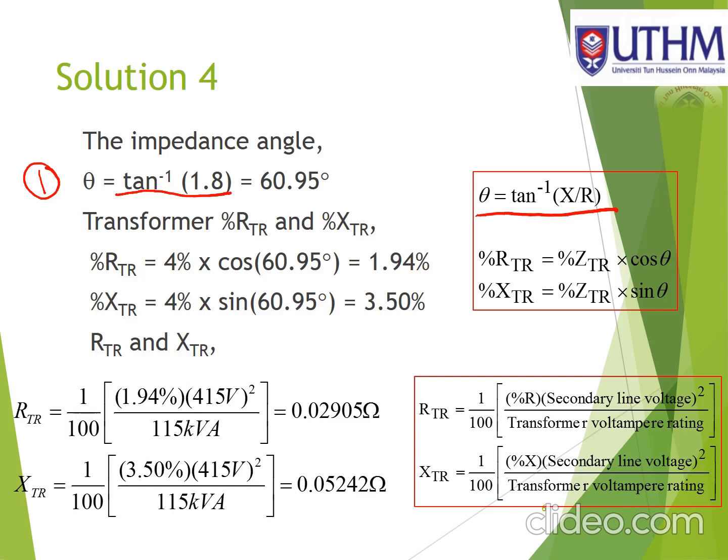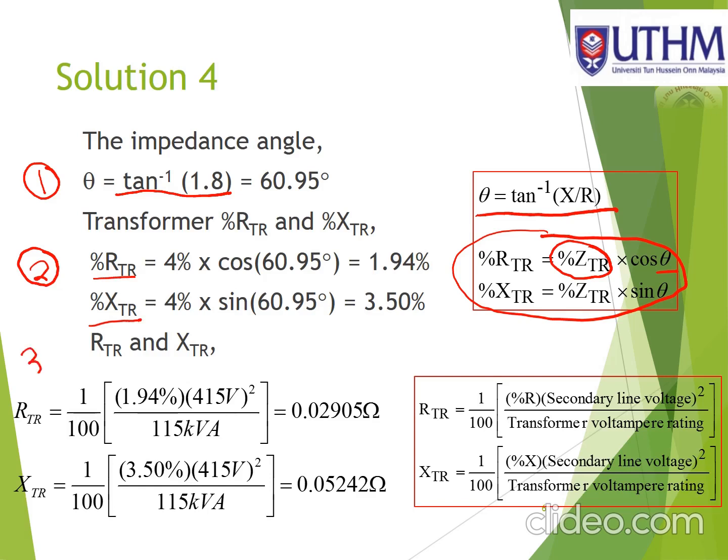Second step, we have to find the value of percentage R transformer and percentage X transformer, using this formula. We already know Z, percentage of Z is given in the example, which is 4%. And we already know theta. So put all the values in this formula and we can get the values of R_TR and X_TR.